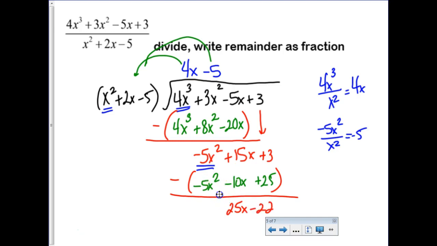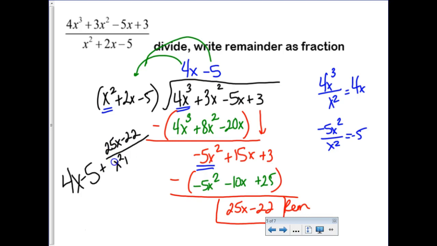So, I have a mistake on my key. What a surprise. All right, so this right here is our remainder, which means my quotient of 4x minus 5, and then plus the remainder, which is 25x minus 22, is still being divided by x squared plus 2x minus 5. There we go.